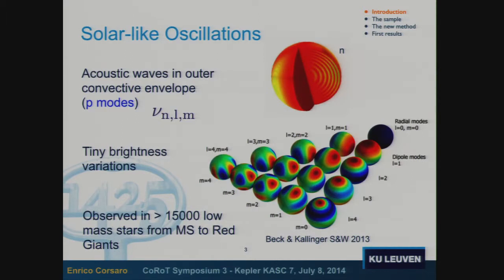They can be identified with three quantum numbers: radial order, angular degree and azimuthal number. As you see in these colored plots, they produce different distributions on the surface of the star. There are tiny brightness variations of the order of ppm, and at the present time they are observed in more than 15,000 stars from main sequence to red giants.